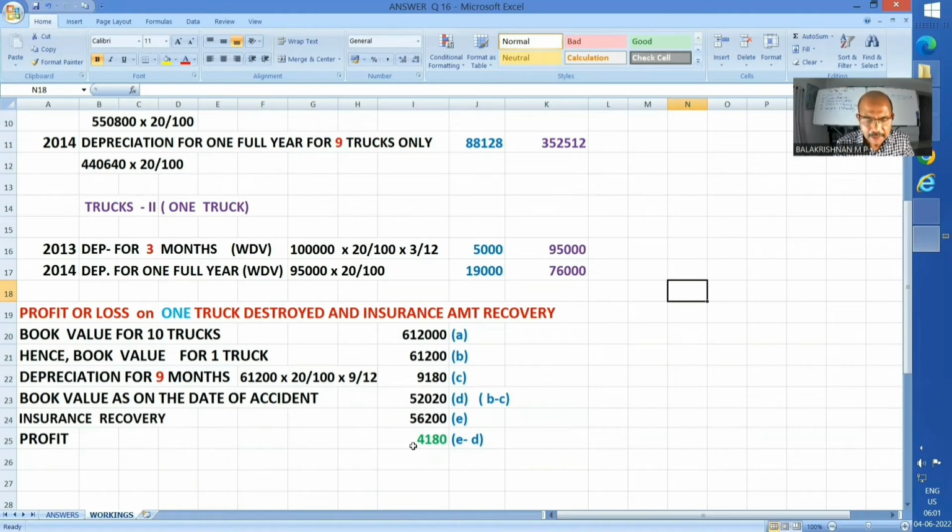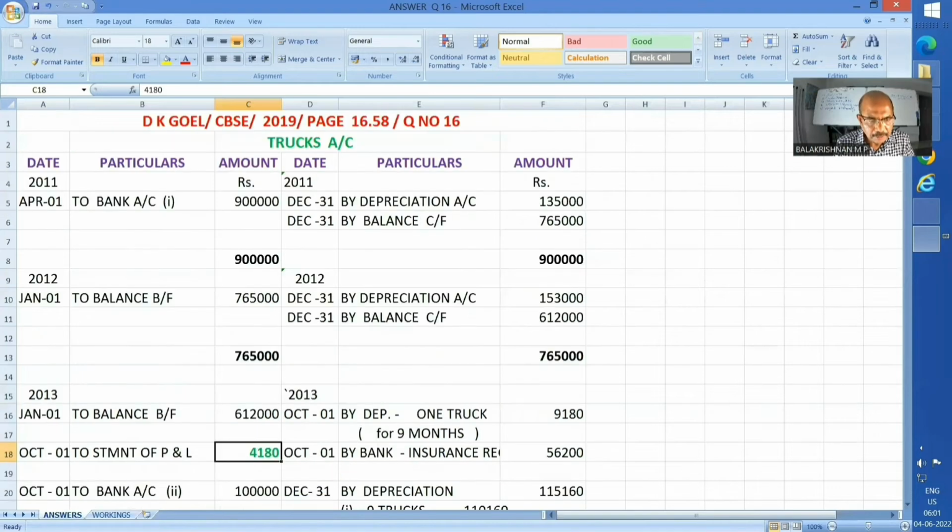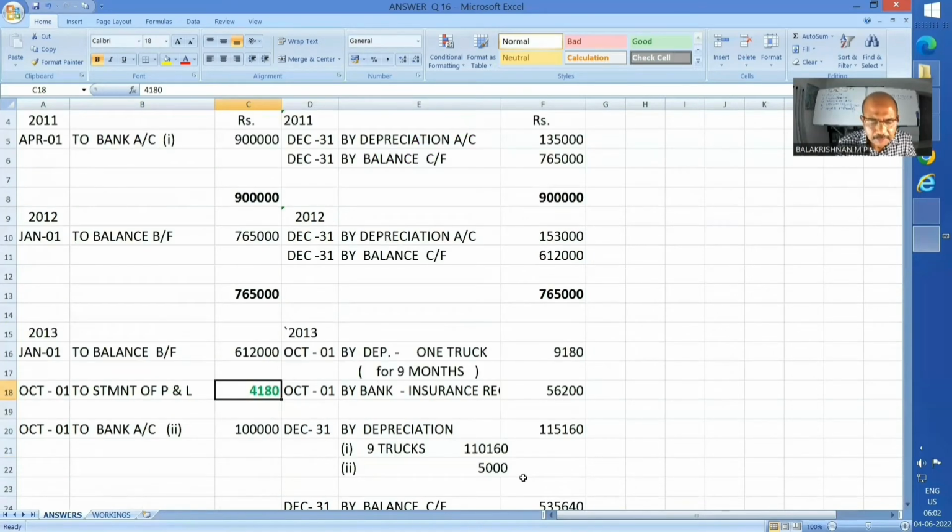That has to be accounted. Profit means asset account, truck account debit to statement of P&L account. That's the general entry I taught you. And the pending depreciation for the asset destroyed is 9,180. We saw just now that it has been accounted. And the recovery from the insurance company by bank, 56,200. And we are told one more unit has been purchased on the same date, October 1st, paying how much? 1 lakh. To bank, 1 lakh.